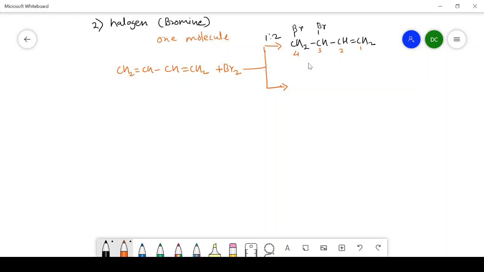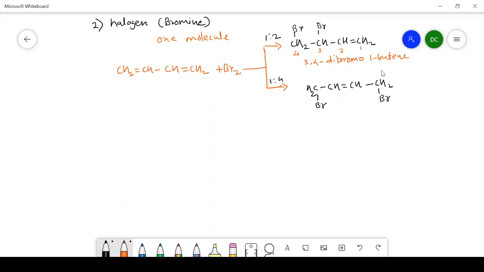So the name of this compound will be 3,4-dibromo-1-butene. Now look at 1,4 addition. In 1,4 addition, we have to take this type of resonating form, that is CH double bond CH, and here a CH2 and here a CH2, out of which one is positive and one is negative. So one Br is going to attach with this and the second Br is going to attach with this.